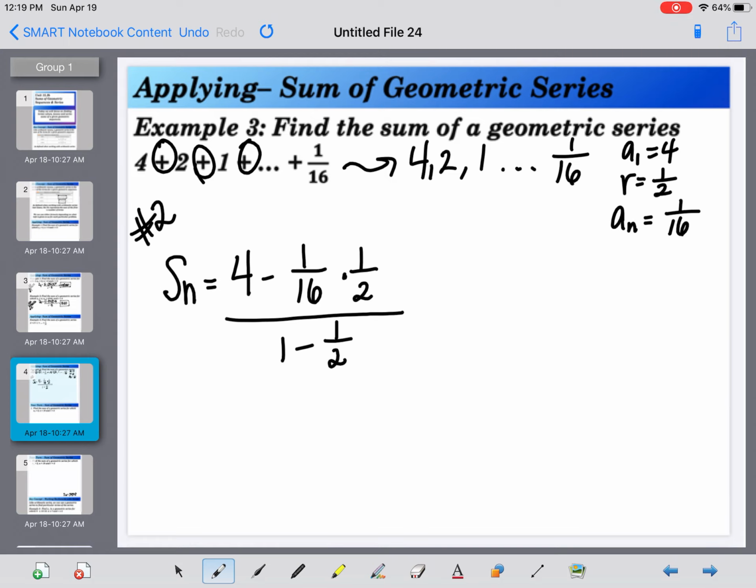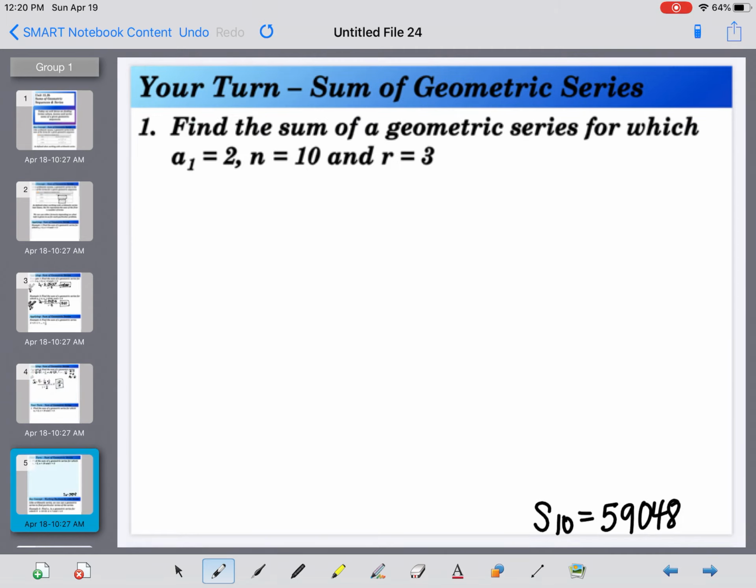Be very careful when you're evaluating this one because you do have fractions. And I would turn your final answer, if it comes out as a decimal, into a fraction. And that is the sum for the number of terms that they're showing us here.